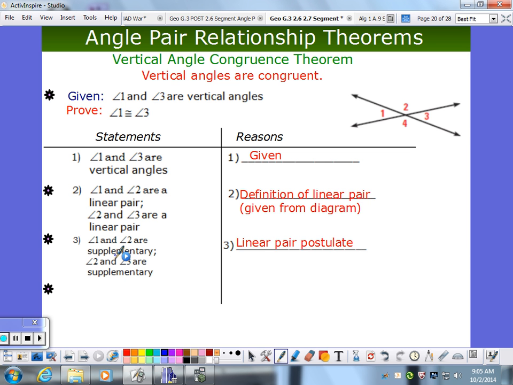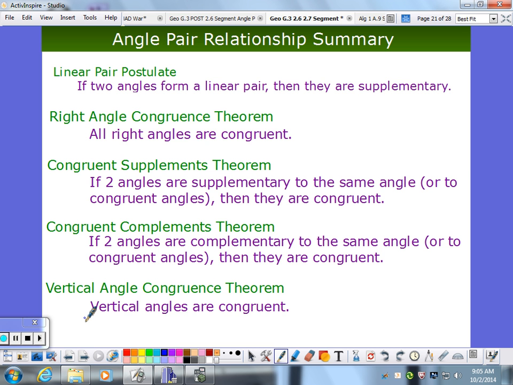And now we're going to use that brand new theorem that we just had. Look, I've got two sets of supplementary angles. They're both supplementary to angle 2. That means that angle 1 and 3 must be congruent, because we just proved that using the Congruent Supplements Theorem. So I don't have to reprove all that again. I already did it. So I'm using a theorem that we just had. Congruent Supplements Theorem: if angles are supplementary to the same angle, then they are congruent. Okay, so now we've got a whole bunch of new things that we can use.